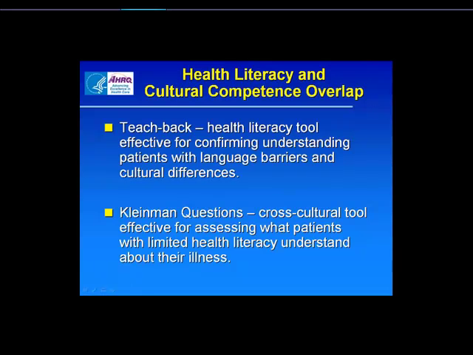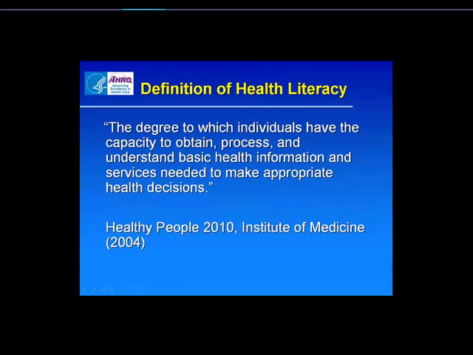That is not the right slide, so bear with me for a second. There we go. So the definition that is up here is from a Healthy People 2010 objective, which is the Department of Health and Human Services goals for prevention and disease treatment. It has also been adopted by the Institute of Medicine in its report on health literacy. And you can see it's a very broad definition.